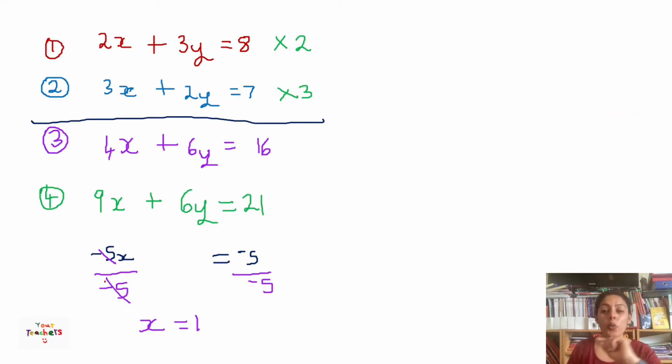So let's have a quick recap on what we just did. We had the two simultaneous equations, 2x plus 3y equals 8. We labeled it number 1, in red you can see. And then we had the second equation, which was 3x plus 2y equals 7, and we labeled that number 2.